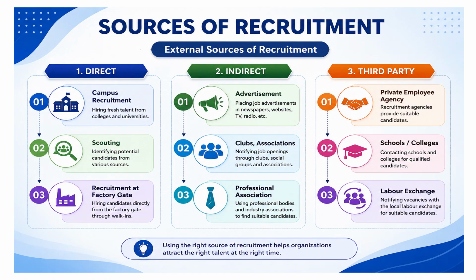So this is all about external sources of recruitment. Let's quickly revise it. The external sources of recruitment are divided into three categories. First one is direct, that is campus recruitment, scrutiny, and recruitment at factory gate. Second type is indirect sources. Here again it is divided into three types, that is advertisement, clubs and associations, and professional associations. Third type is third party sources. Again it is divided into three sub points: private employment agencies, schools and colleges, and labor exchange.